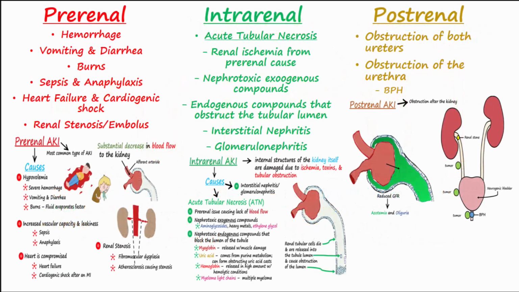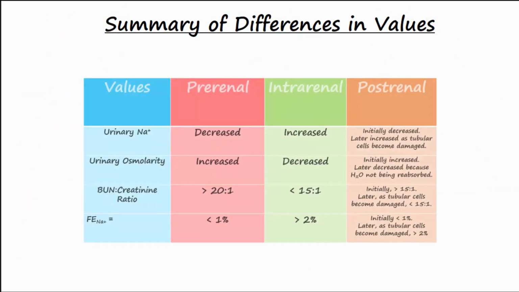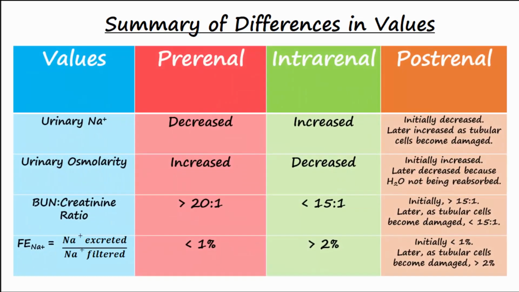Here now is a summary comparing the features and causes of the three different types of acute kidney injury. Pause the video for review. Here's a table summary for the differences in lab values for the different types of acute kidney injury. Notice that values for postrenal are initially similar to prerenal values, but later as the cells are damaged, values are more similar to intrarenal AKI.